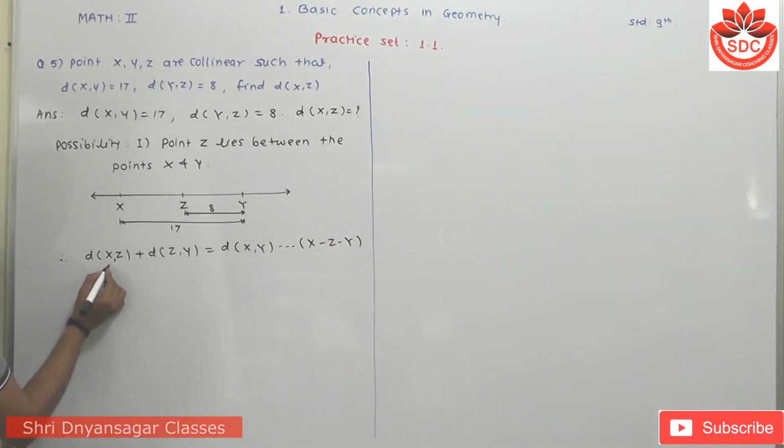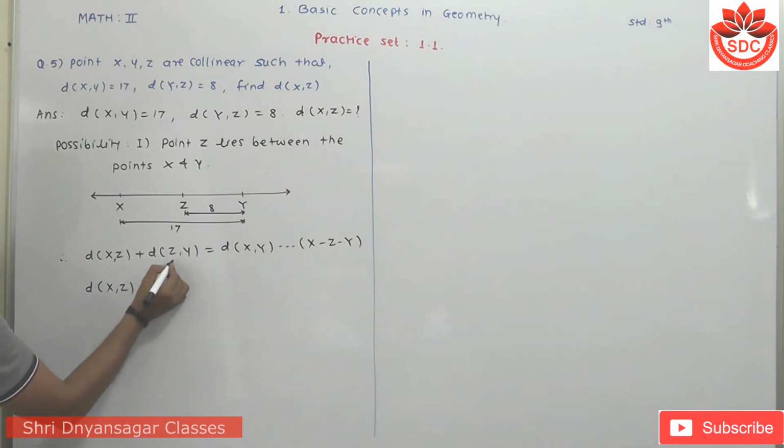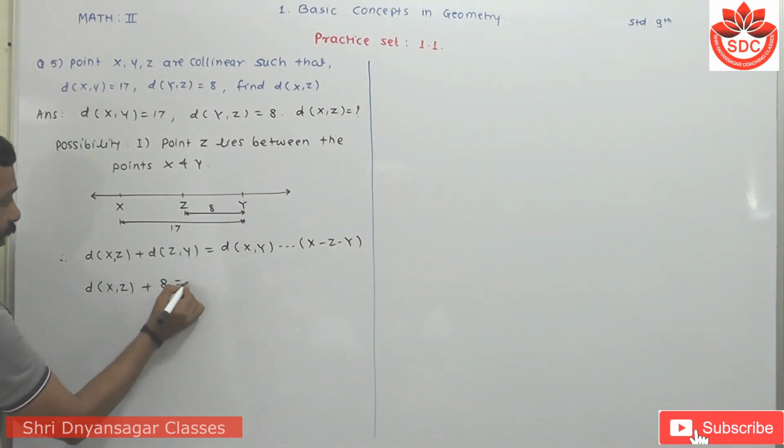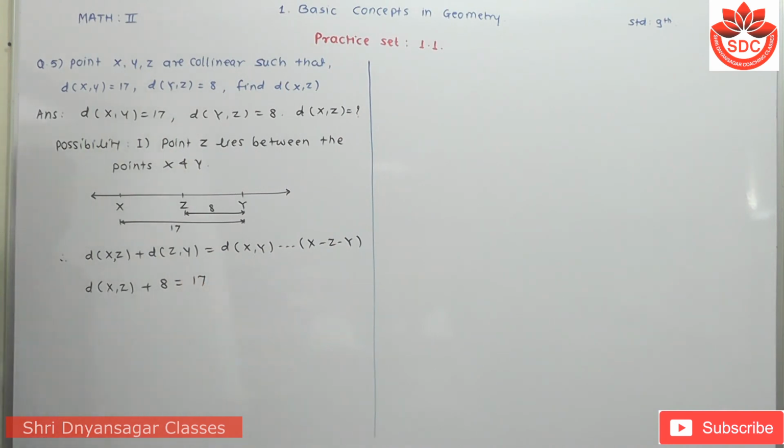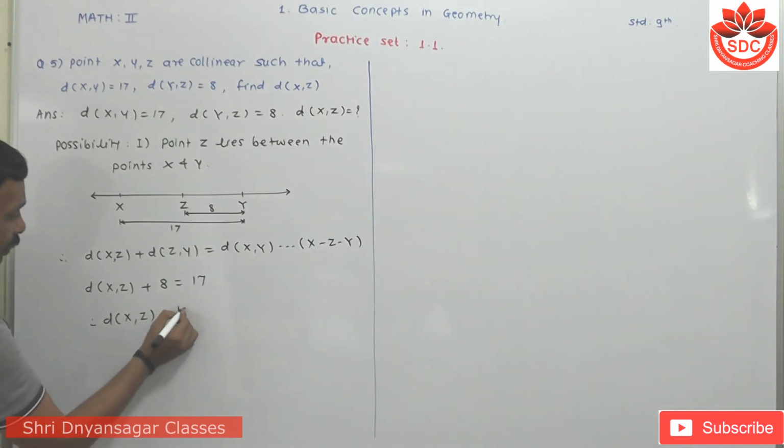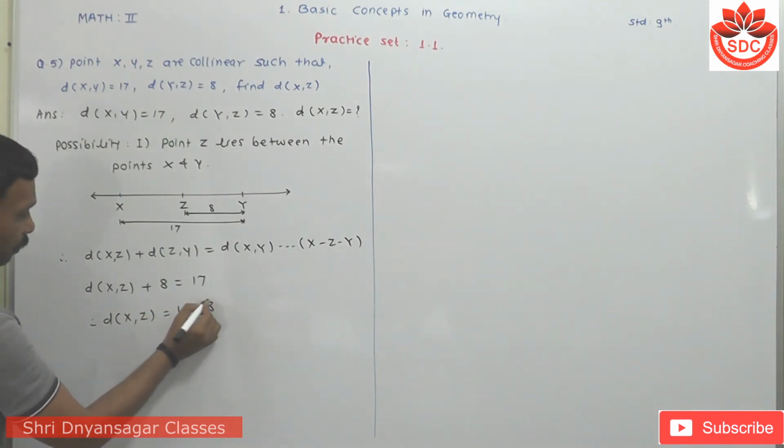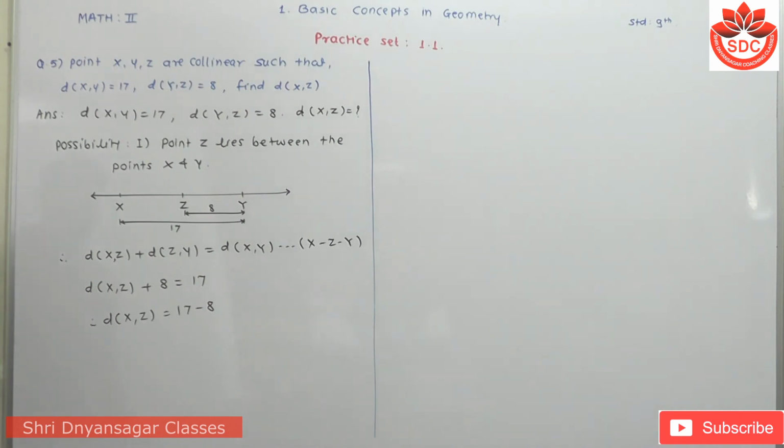Substitute the values. XZ we have to find here. The distance of ZY is 8 and this distance is 17. Transpose it to the other side. Therefore, the distance of XZ is 17 minus 8. Therefore, the distance of XZ is equal to 9.